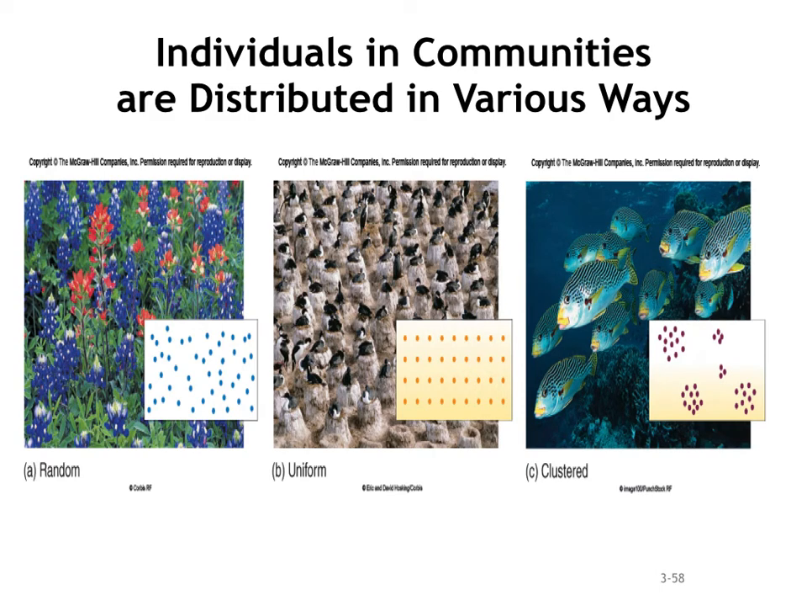In this slide, we see the different ways that we can categorize these community structures. So we have the distribution of populations can be random in figure A, uniform in figure B, or clustered in figure C. Clustered is kind of the same as patchiness.